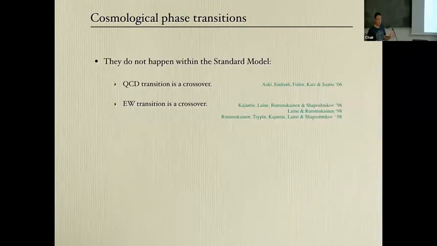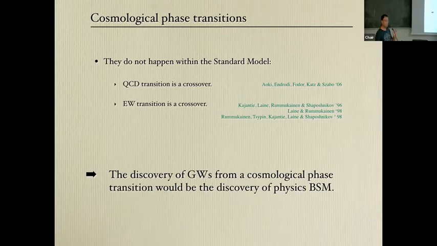Now, in the standard model, we believe there are no first order phase transitions, because both the QCD transition and the electroweak transition are believed to be crossovers. If you're a pessimist, this is bad. But if you're an optimist like me, this is great news, because it means that the discovery of gravitational waves coming from a cosmological phase transition will amount to the discovery of physics beyond the standard model, because there are no phase transitions in the standard model. And not only that, in fact, it may be our only window into the energy scales associated to this phase transition.